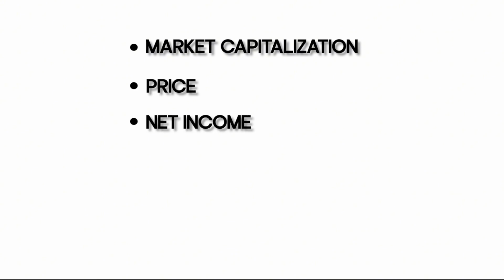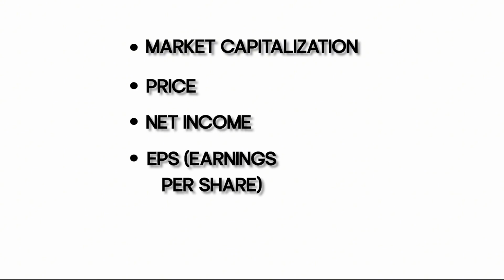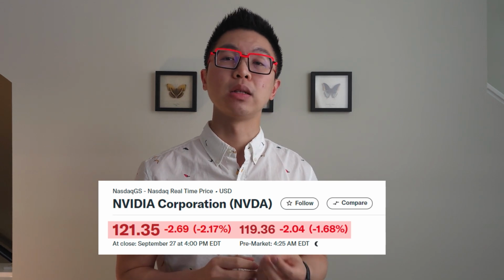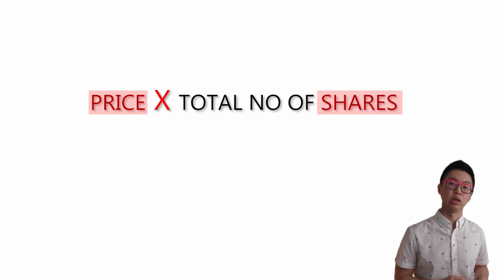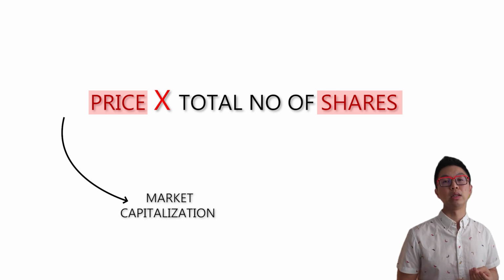Let's connect the dots with 4 key terms: market capitalization, price, net income, and earnings per share, or EPS for short. Once you get how these are related, you'll see how they help in valuing a company. First, price. This is the price of one share of a company's stock, what you see on the ticker. Now, if you take that price and multiply it by the total number of shares a company has issued, you get market capitalization or market cap. This represents the total value the market places on the company.